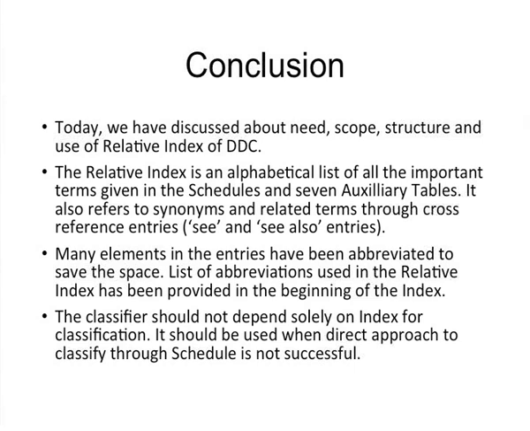The classifier cannot depend solely on the index for classification. He should use the direct approach to classify through the schedule. But if he is not successful in finding the subject number directly in the schedule, then he should take help of the relative index. The relative index is an important part of DDC, and we should take help of it whenever we are not able to find the class number of a subject directly in the schedules, because the relative index brings all the aspects of a subject at one place, unlike the schedule which arranges all the subjects according to disciplines.